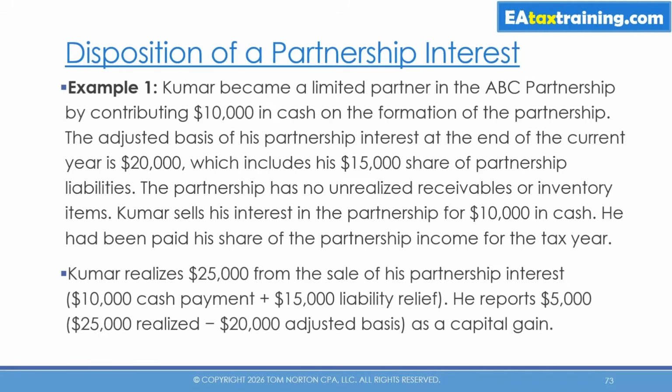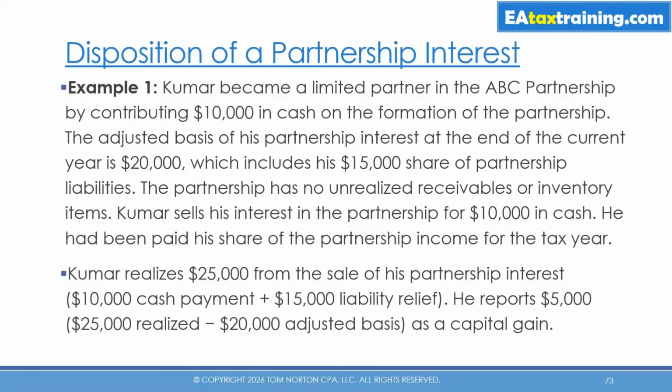Example 1. Kumar became a limited partner in the ABC partnership by contributing $10,000 in cash on the formation of the partnership. The adjusted basis of his partnership interest at the end of the current year is $20,000, which includes his $15,000 share of partnership liabilities. The partnership has no unrealized receivables or inventory. Kumar then sells his interest in the partnership for $10,000 in cash, and he's already been paid his share of the partnership income for the year.